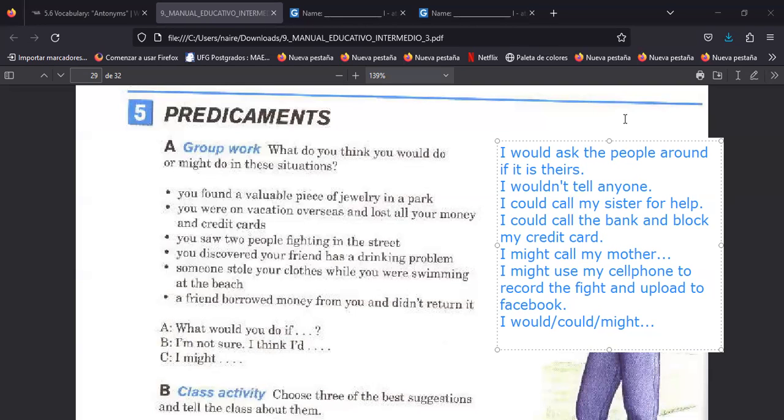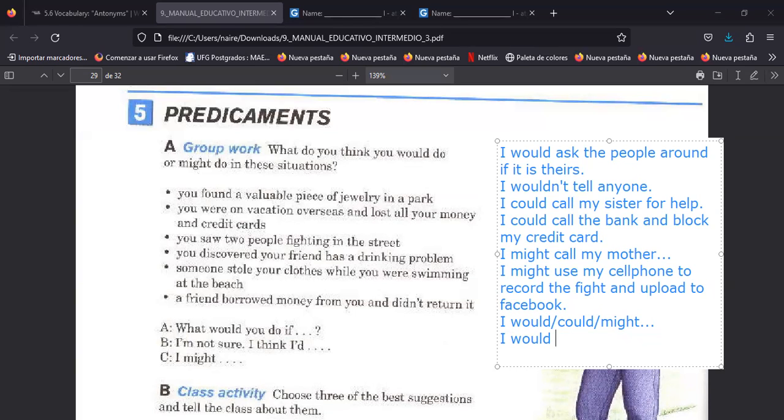Let me see, Karen Elizabeth. Karen Villanueva, hello ladies. Karen, tell us. Okay, so the same situation. Someone stole your clothes while you were swimming at the beach. So what will you do? I think help. But imagine if you are the one in that situation. Imagine that this person is you. Someone stole your clothes while you were swimming at the beach.